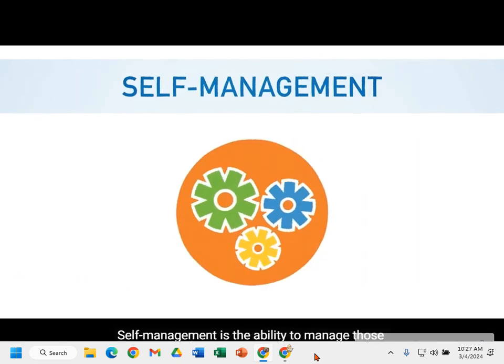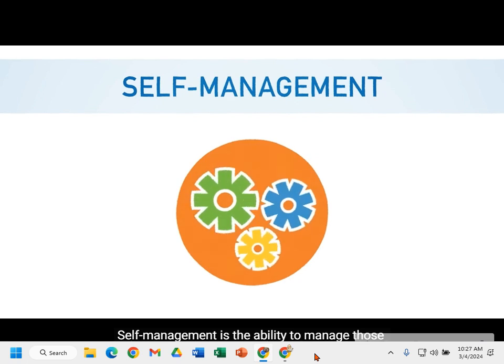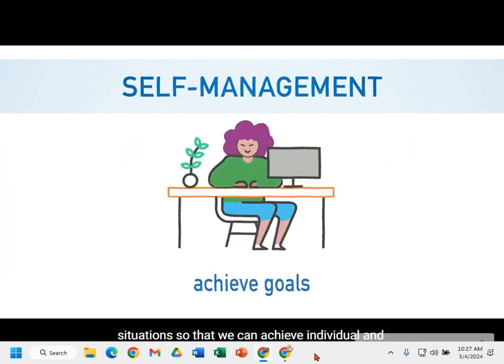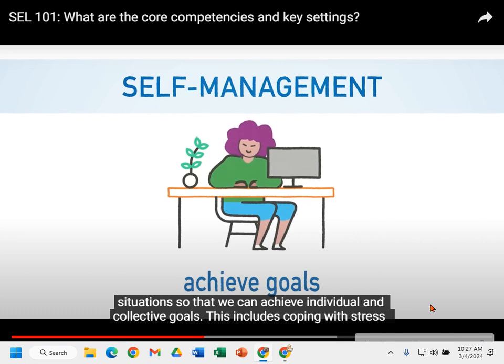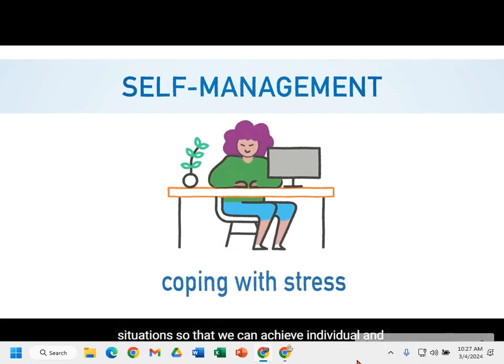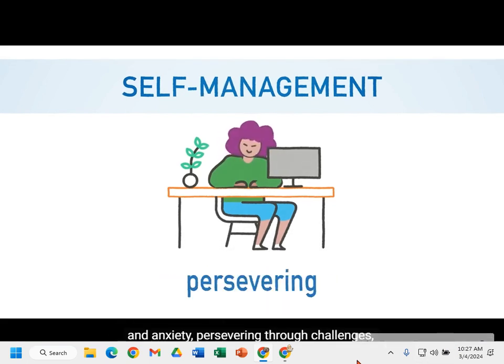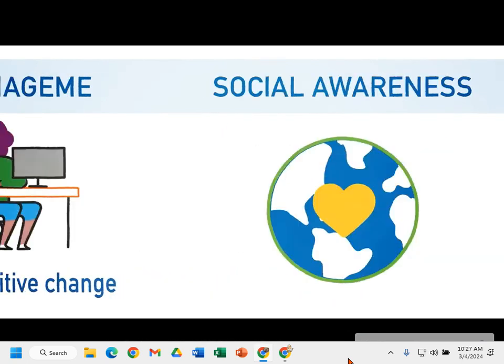Self-management is the ability to manage those emotions, thoughts, and actions in different situations so that we can achieve individual and collective goals. This includes coping with stress and anxiety, persevering through challenges, and taking action to create positive change.